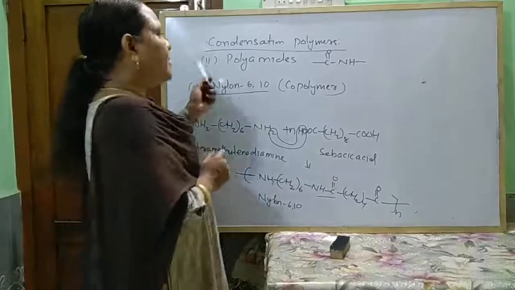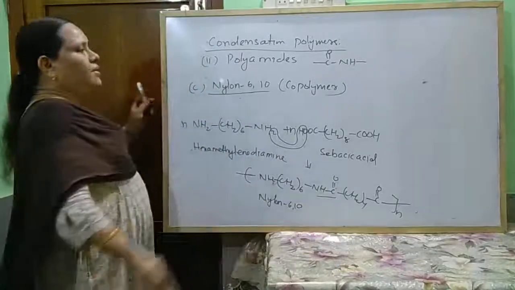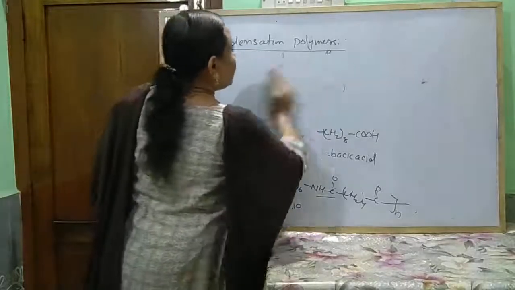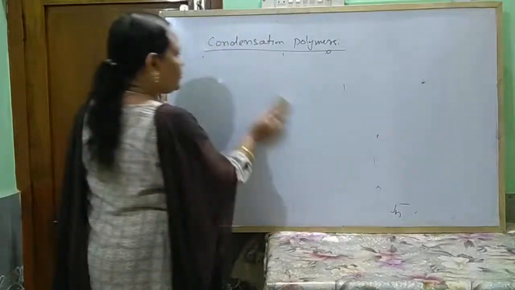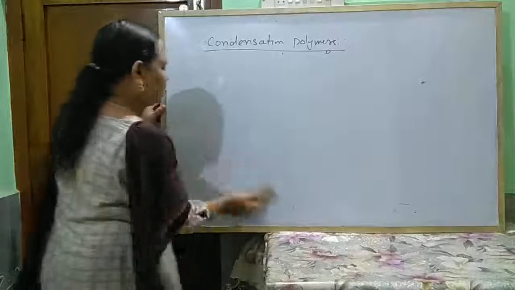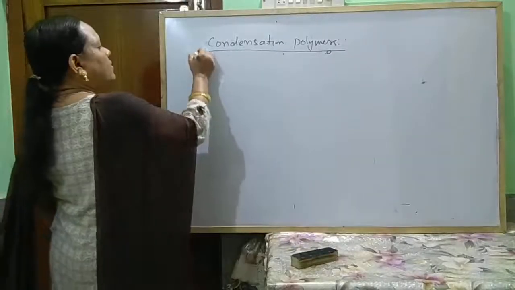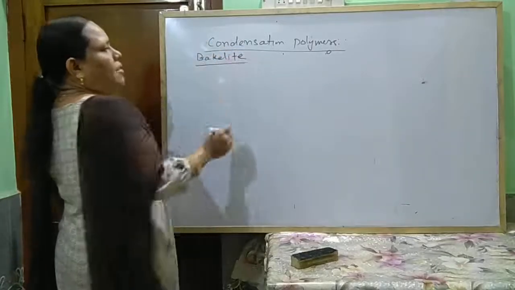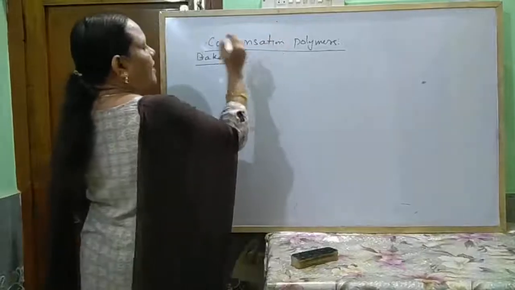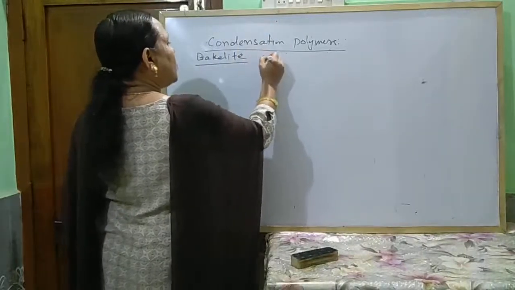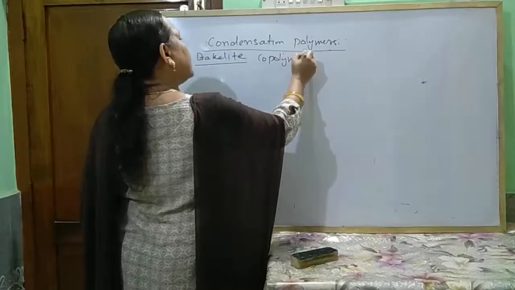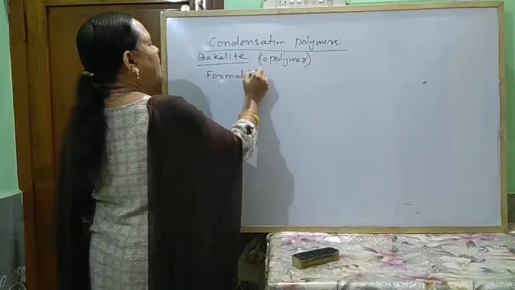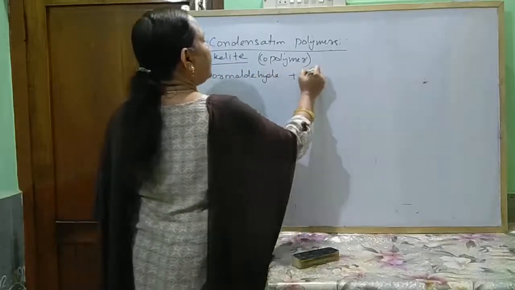Next come to another type of condensation polymer, that is a three-dimensional network polymer, that is known as your Bakelite. Bakelite is a condensation polymer, as well as a copolymer, and the monomer units are formaldehyde and phenol.